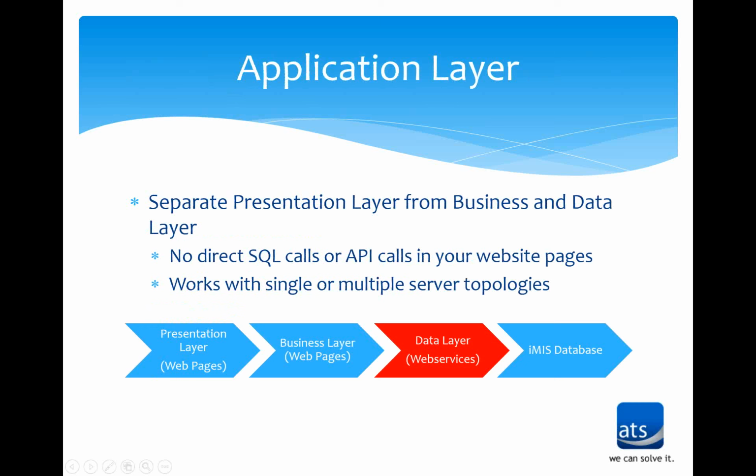So we break things down as we look at how we break these web services out. Many of you are familiar with the three-layer idea, right? The presentation layer, the business layer, and the data layer. These provide for no direct SQL calls or API calls into your web pages, and it works with multiple or of course single server topologies. We've got the iMIS database. We then place the web services so that the web services talk to your iMIS application server and database, and then you can use your business layer and your presentation layer, which is usually your web pages, to communicate through those web services to reach iMIS.